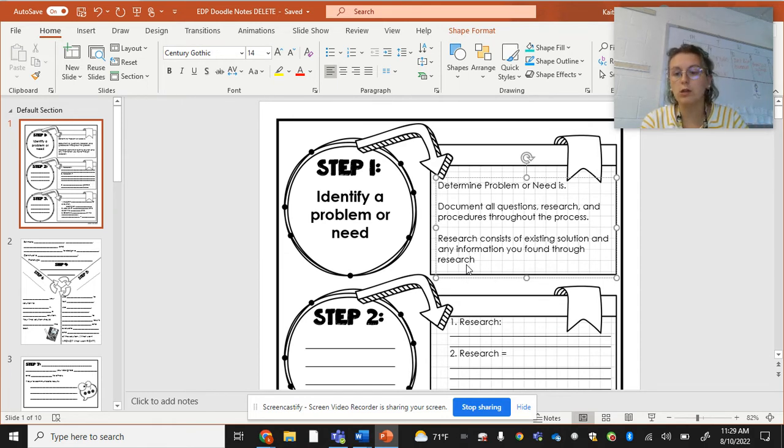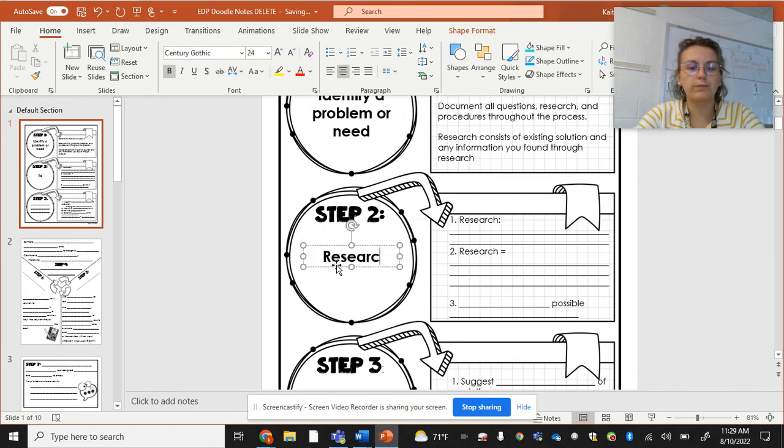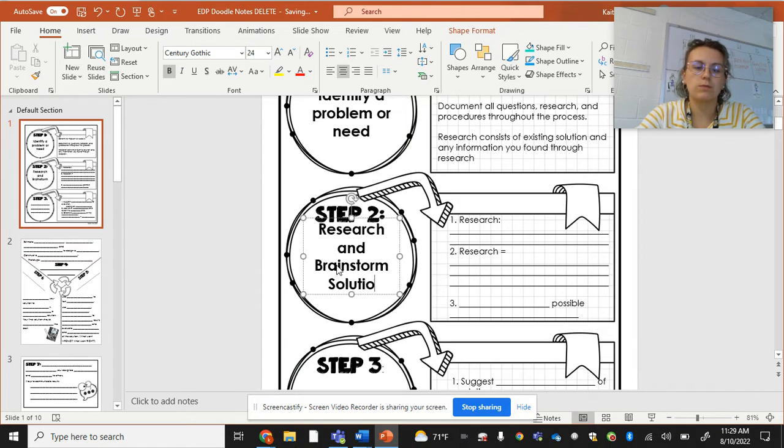You're asking a question and they're going to answer you. And that answer is the information that you need to write down. That is research. You're asking questions and receiving an answer. Okay. So step two is actually research and brainstorm solutions.